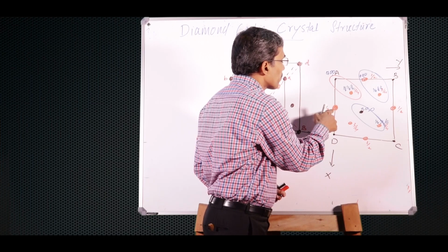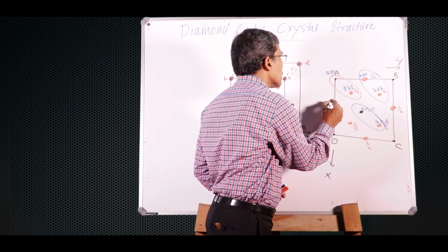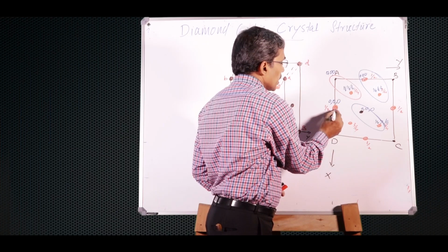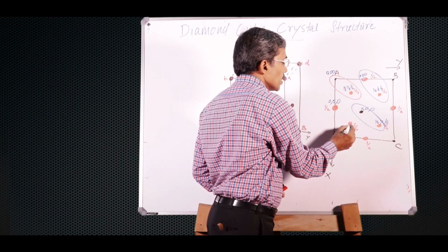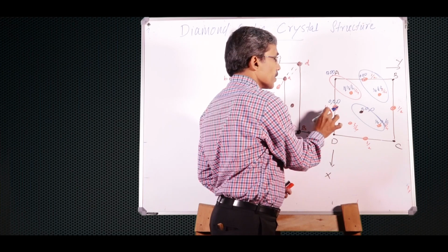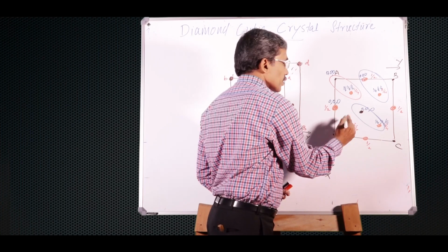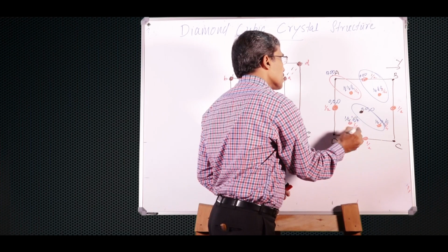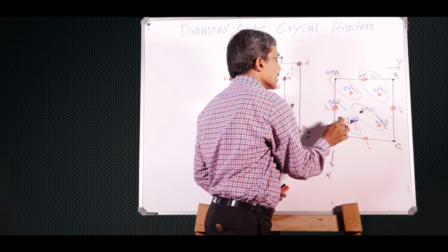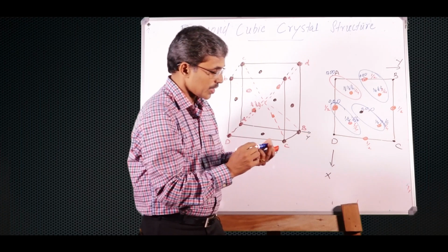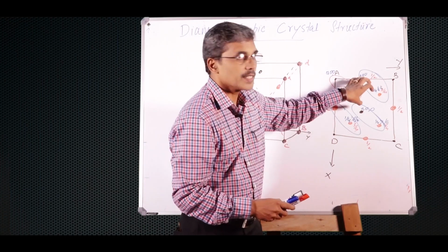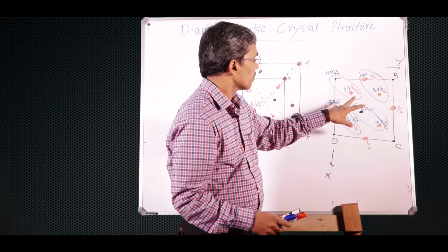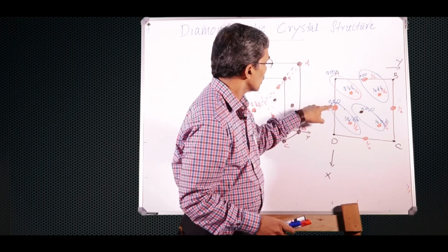This one is half. So if I call this as 0, 0, 0, this will be 1/4, 1/4, and this is 3/4 above, means with respect to this, this is only 1/4 above. So this is 1/4, 1/4, 1/4. So combined, this will form another basis. So these are all bases which consist of two atoms. So two atom bases which are attached to this lattice point.